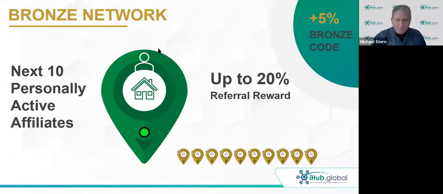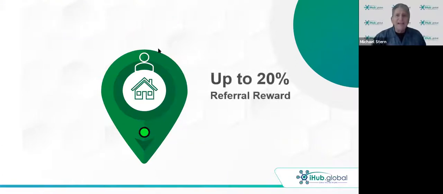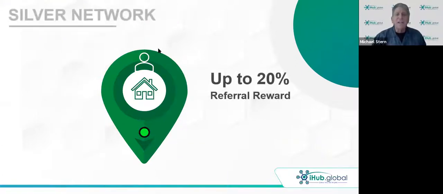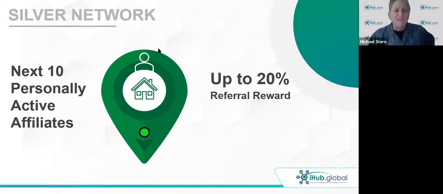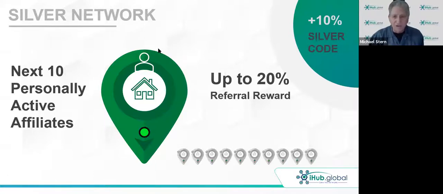So you get those 10 people in, and now you're basically starting your Silver network, which begins with your 16th person. There are 10 slots available there. And with that, you're going to get a 10% Silver code. It's technically two 5% codes, but let's just say the 10% Silver code.